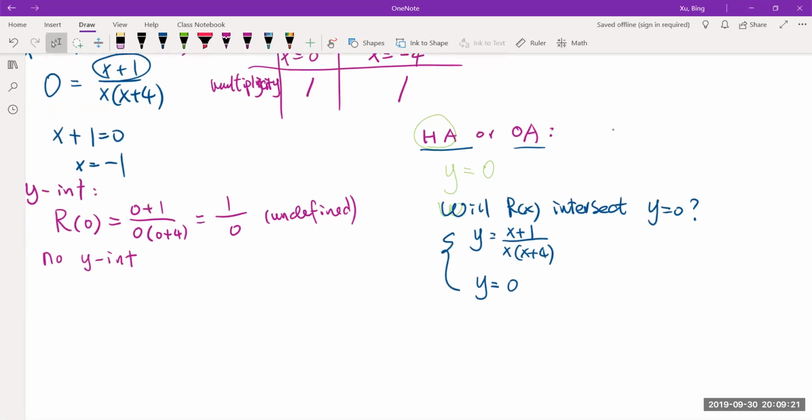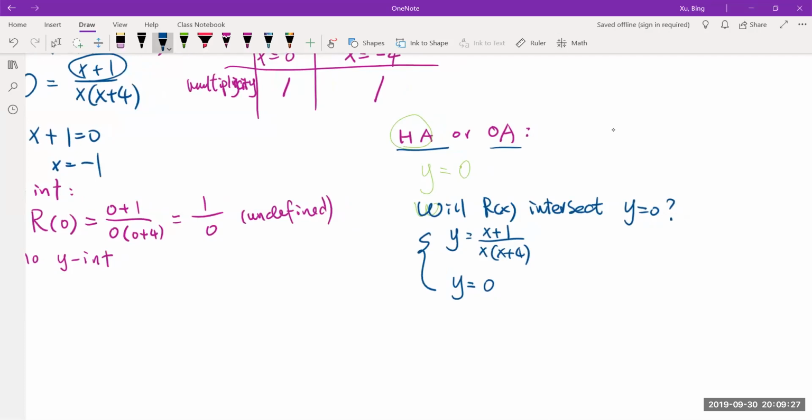Over here, we can solve it by using substitution. I'm going to substitute y in the first equation with 0. Basically, substitute the second equation into the first equation. I will get 0 equals x plus 1 over x times x plus 4. Any questions on what I'm doing right here on this step? Any questions on this?